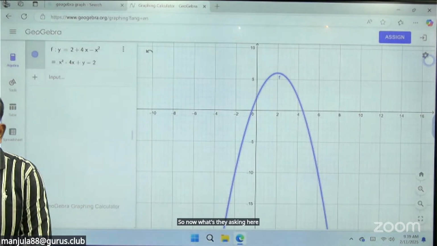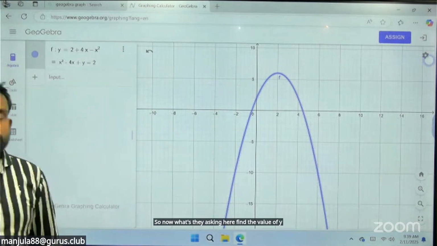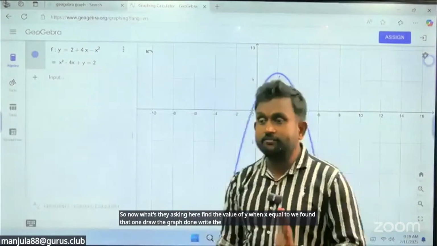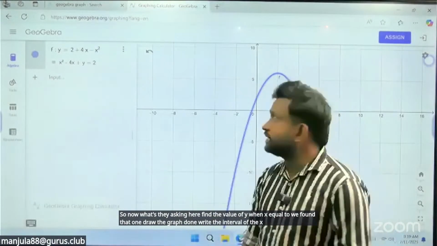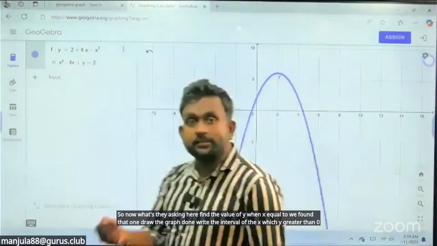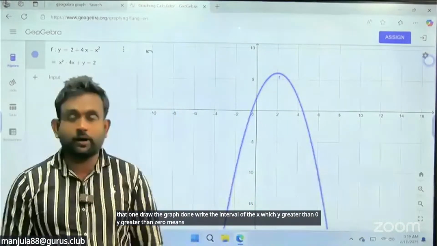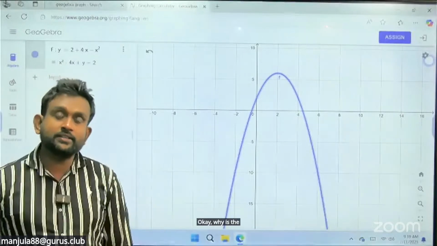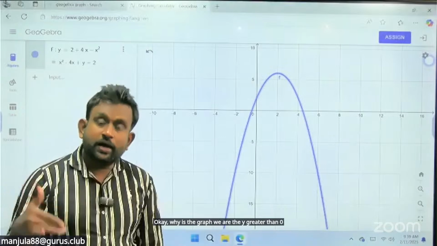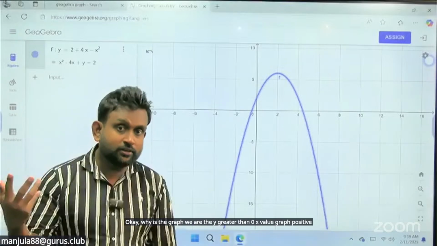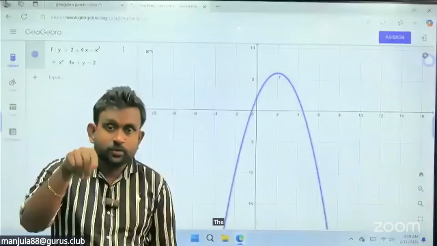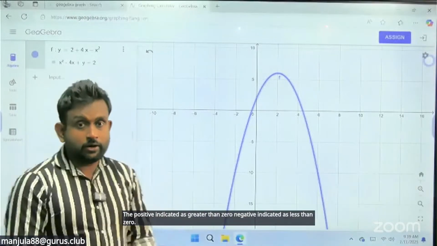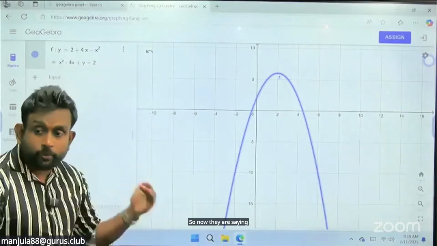Find the value of y when x equals 2, we found that one. Draw the graph, done. Write the interval of x for which y is greater than 0. Y greater than 0 means what? Y is the graph. Y is the graph where the y value is greater than 0, the positive graph values in other words. Positive is indicated as greater than 0, negative as less than 0. So now they are asking where the graph is positive.